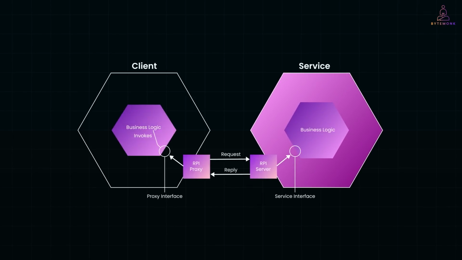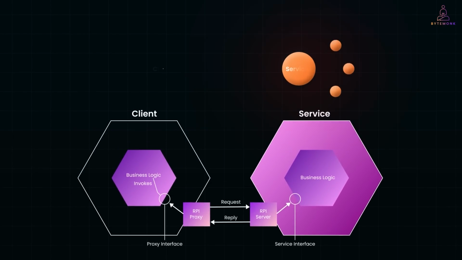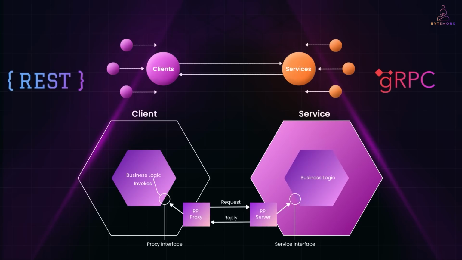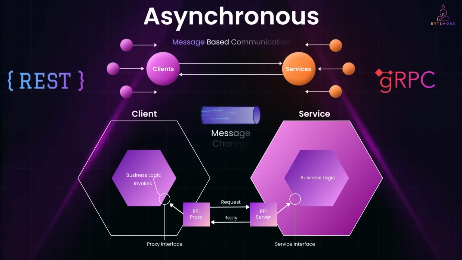In the last video, we explored what IPC is, broke down different interaction styles, talked about the importance of API-first design, and looked at synchronous communication using REST and gRPC. Now, it's time to look at the other side, asynchronous message-based communication.